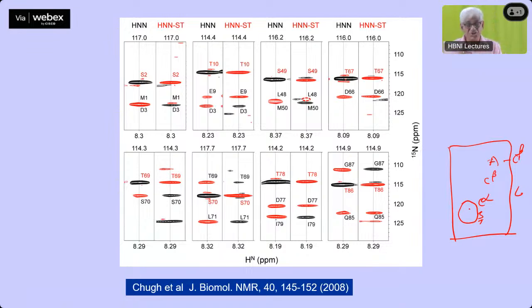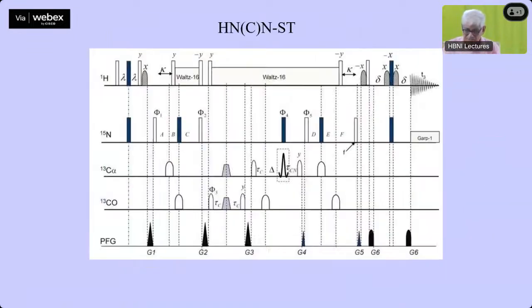So in a polypeptide chain, if you perform the normal HNN, HNCN, and then HNN-A and HNN-ST, these three experiments give you almost 70 to 80% of your checkpoints. Therefore, it becomes extremely easy to obtain assignments. And this is the experimental sequence, as I mentioned. This is the HNCN-ST, that was the HNN-ST. You do a similar trick with the application of the pulse in the middle.